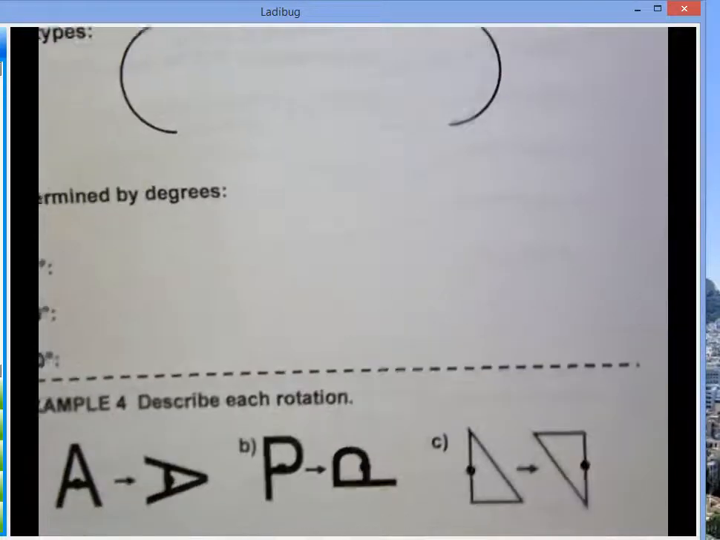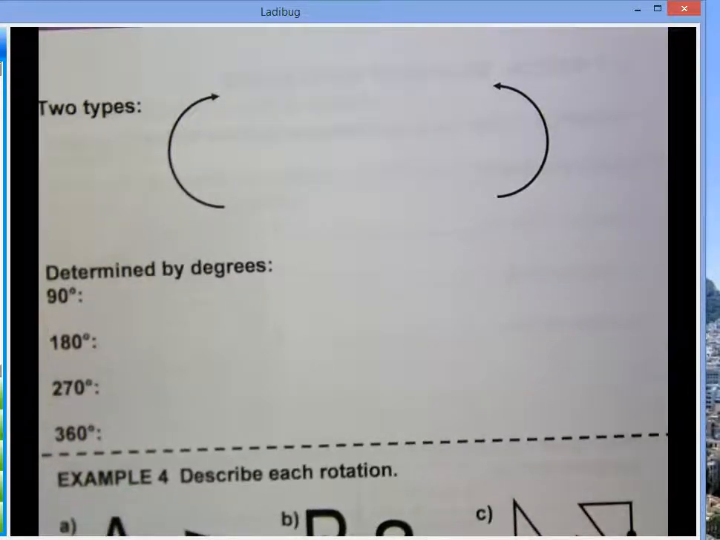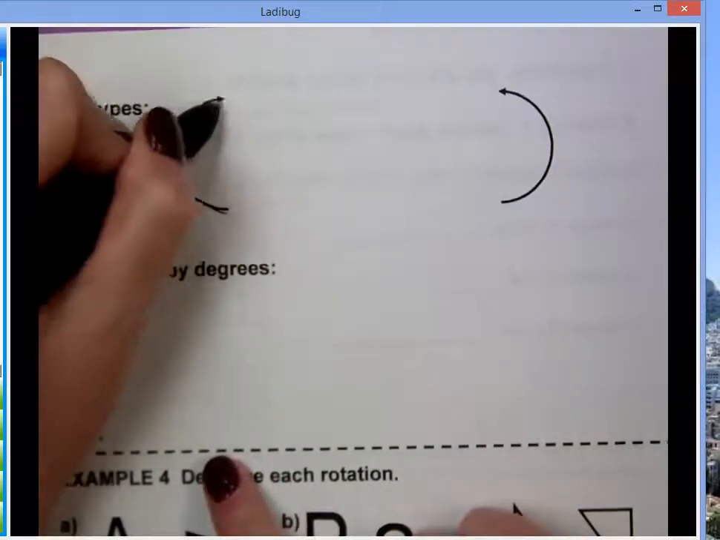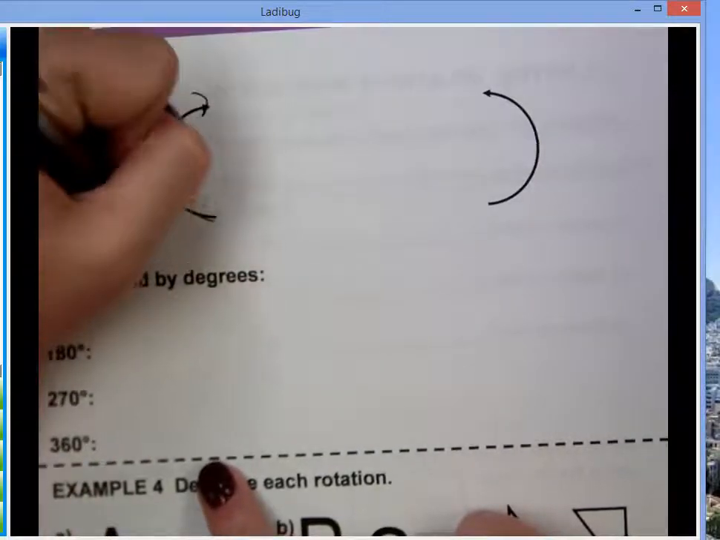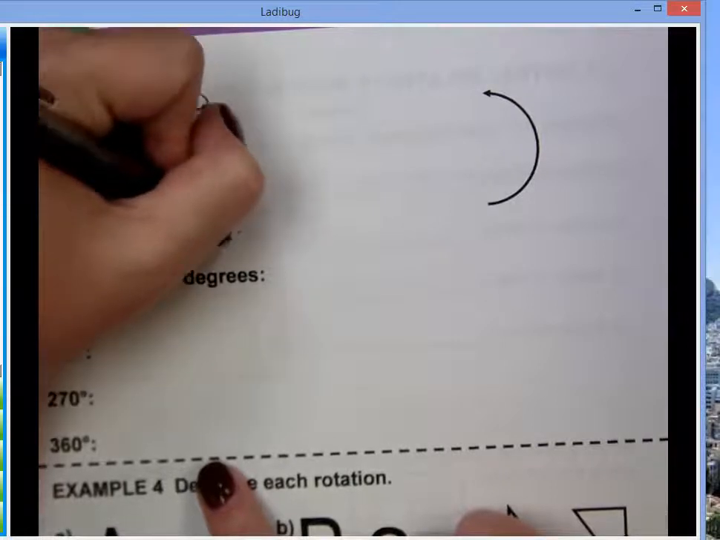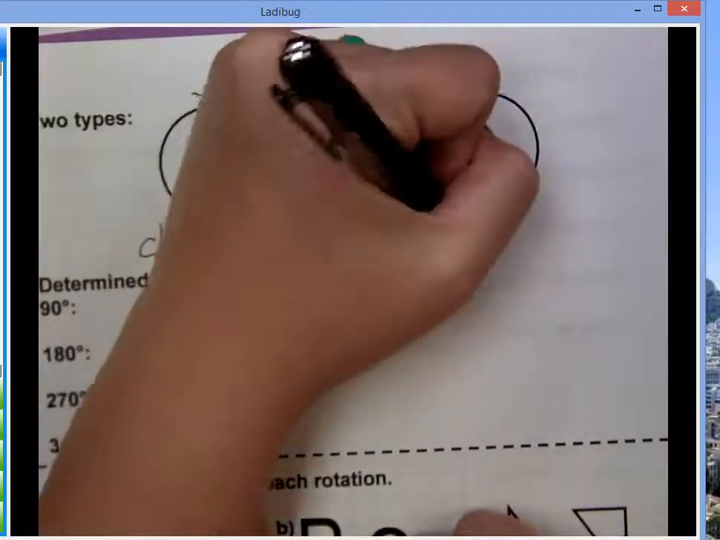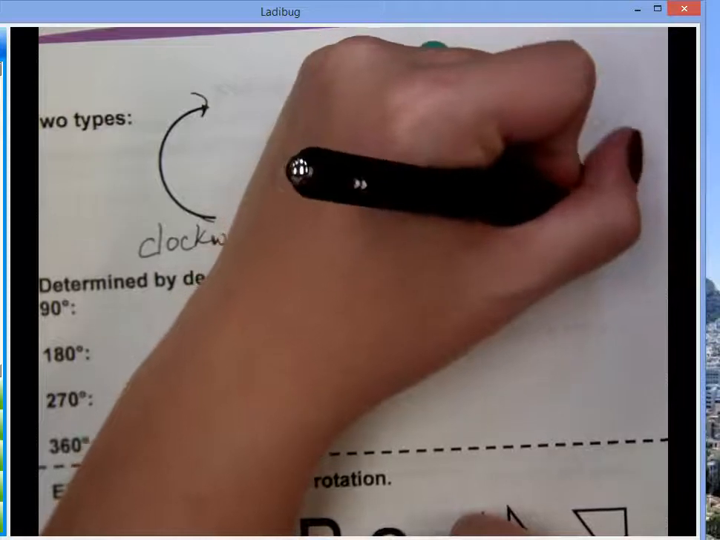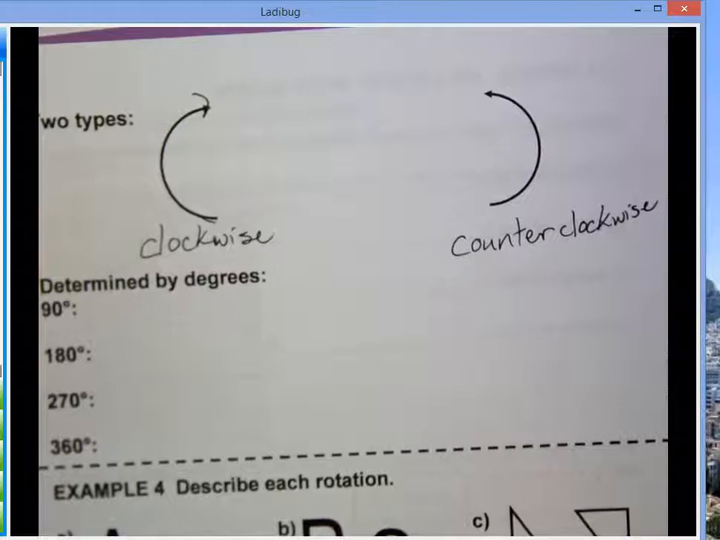Now let's go to the top of the page, the last page of notes, guys. We're getting there. And let's talk about the different types of rotation. So let's say we are rotating something this way. So it starts here, and then it rotates. That's the same as a clock would move. So that would be rotating clockwise. And then this is the opposite direction. It goes the opposite way of the clock. It's called counterclockwise. Alright. So those are the two ways to rotate.